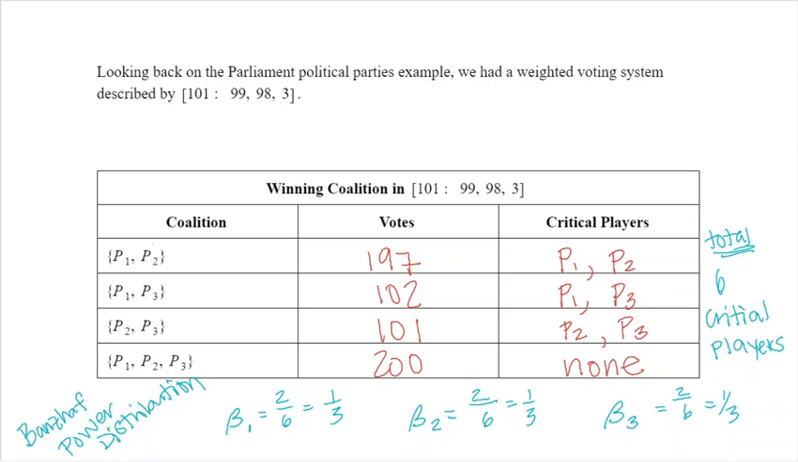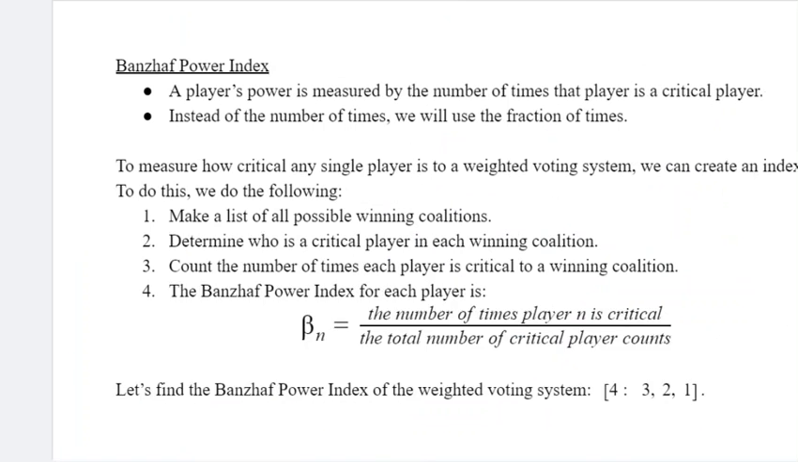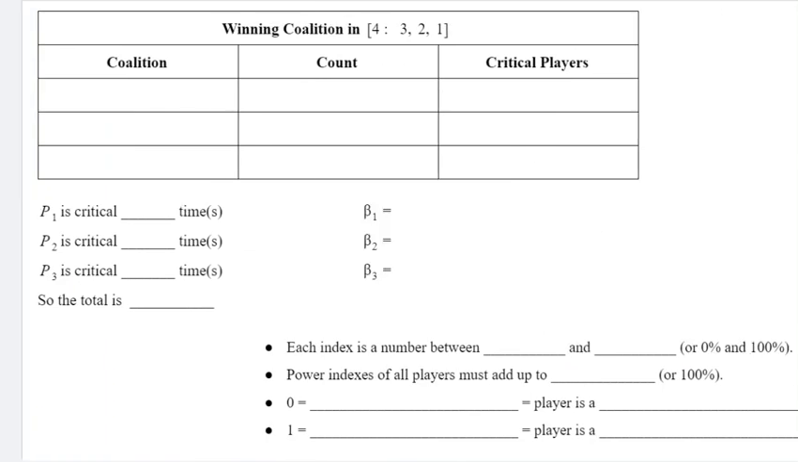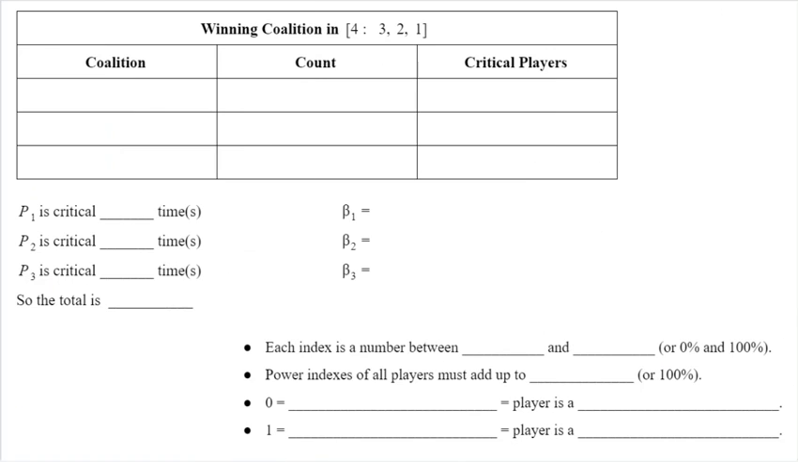So now, let's look at one more example. We are going to look at this weighted voting system, quota of 4, players with 3, 2, and 1 weights. So, I gave you this little chart here. There are 3 rows, which means there are 3 winning coalitions. I'm giving you that information.